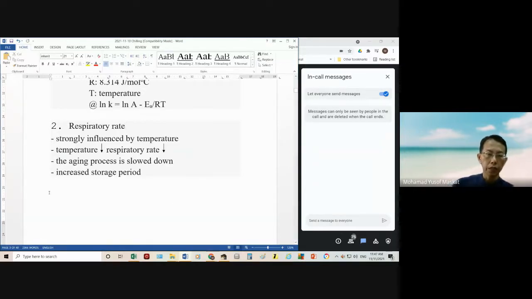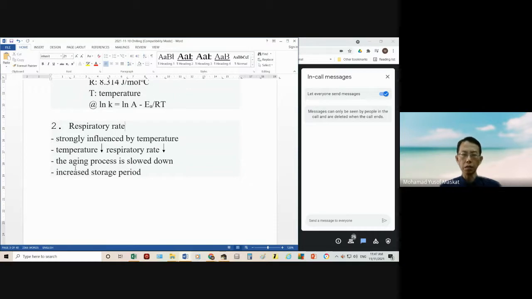This respiration is strongly influenced by temperature. When temperature is lowered, the respiratory rate will also be lower. When that happens, other processes also slow down. For example, the aging process slows down and reactions slow down, which increases the storage period.